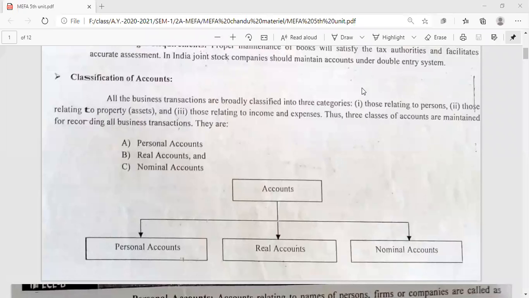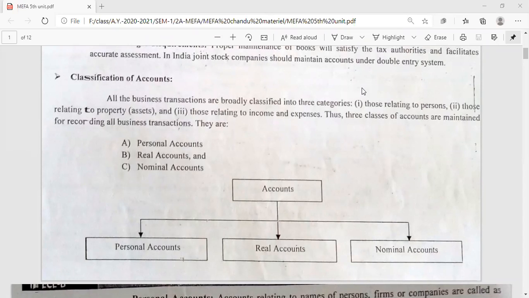So we are in the fourth unit, that is regarding the accounts. In the previous class we have seen the double entry system, and also the advantages of double entry system. And now we are going with the classification of accounts.